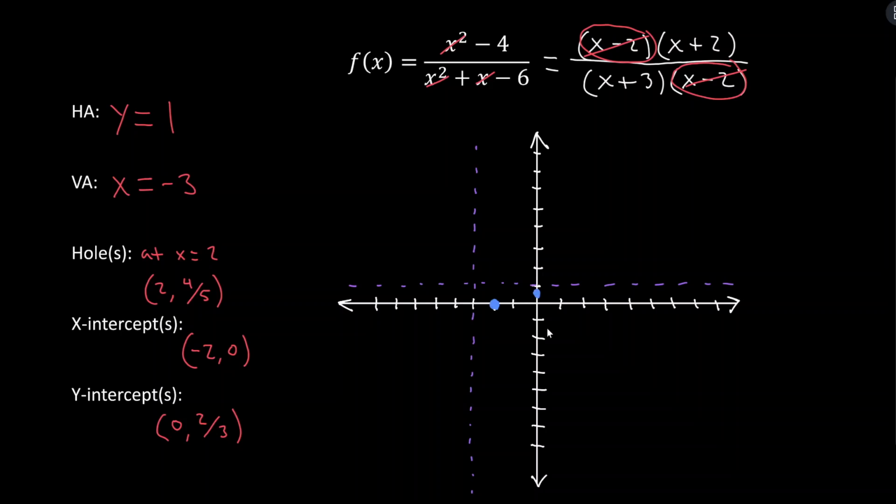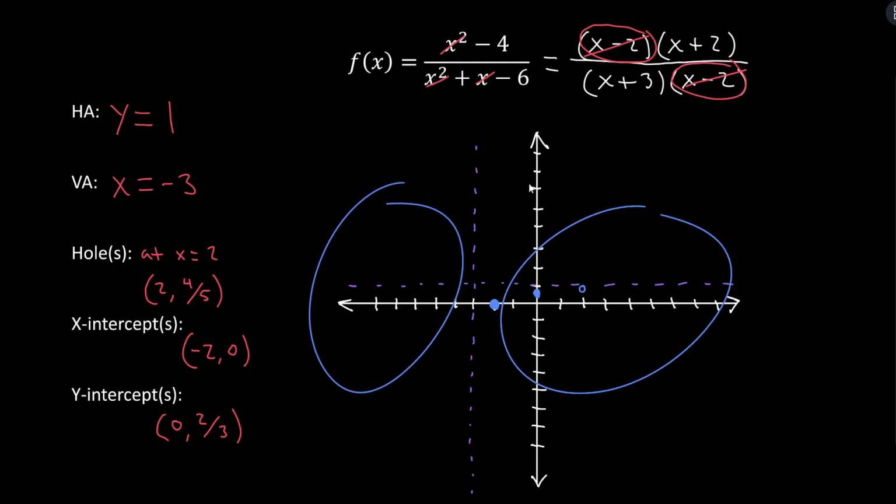And then what else do we have? We have a hole at (2, 4/5). So when I go to 2 and I go to 4/5, there's a little open hole here. I'm going to draw that. Okay. I think I have a pretty good idea of what this function looks like to the right of this line, x equals -3. Again, we're always thinking about sections. We really only have two sections here, this one and this one. These sections are separated by these asymptotes.